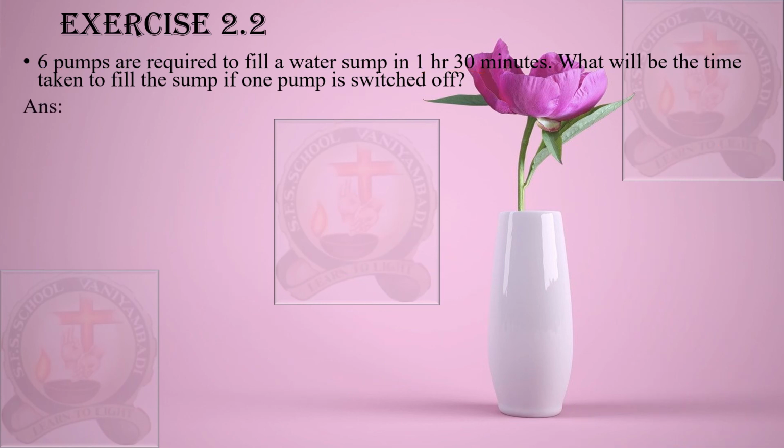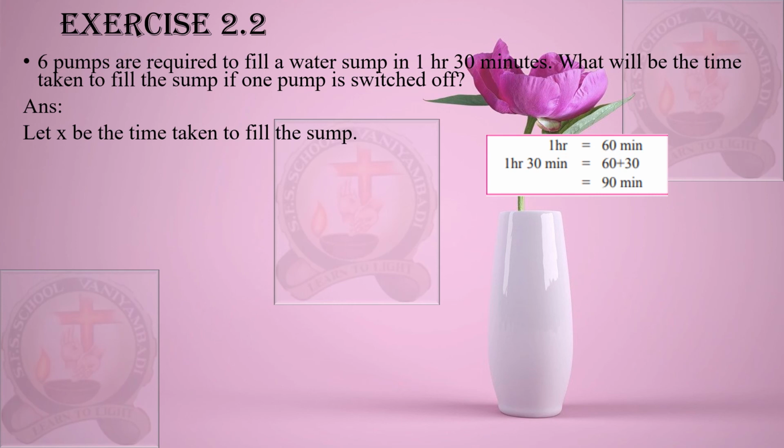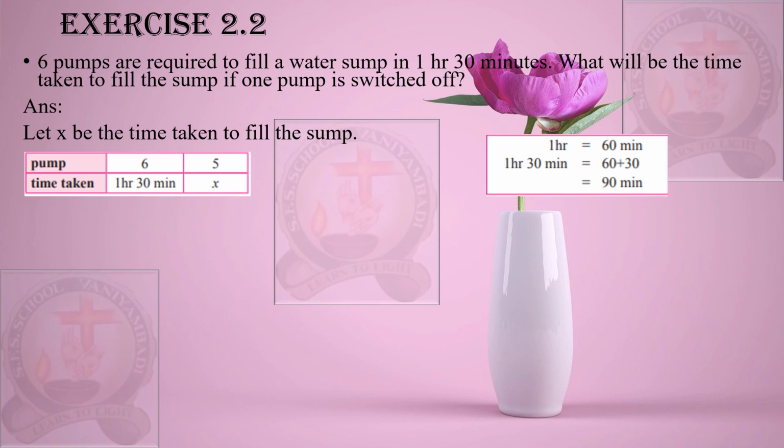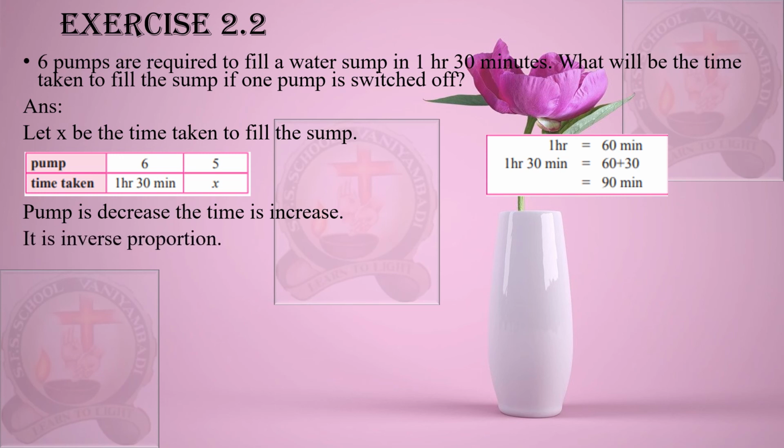So this is what we are going to see in a proper way, that is the answer part. First, let us see what is given here. 1 hour is 60 minutes. 1 hour 30 minutes is 60 plus 30, 90 minutes. Then let us assume x be the time taken to fill the sump. Okay, if you write in the proportion, there are two quantities. One is pumps and time taken. So when the pumps are decreased, the time will definitely increase. So it is an inverse proportion. Okay, therefore 5 pumps will take some time to fill. How much time here? 1 hour.